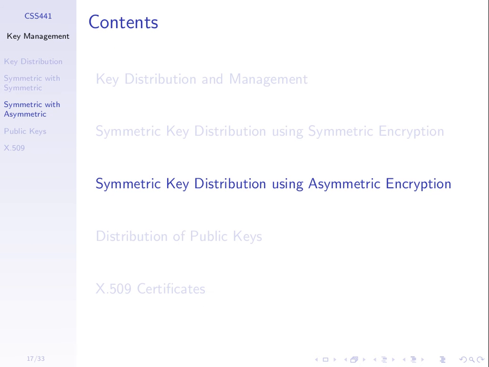So that was about how to get secrets between users using master keys, a decentralized approach and a centralized approach. The next part is how to get secrets between users, but using public key encryption or asymmetric encryption.